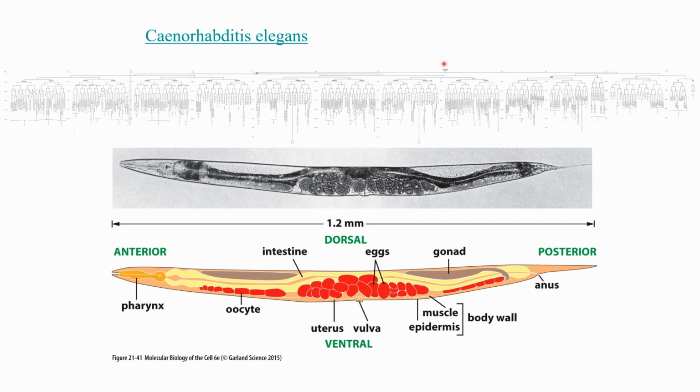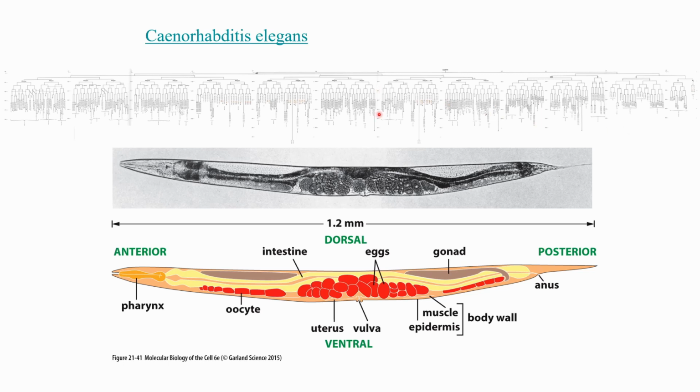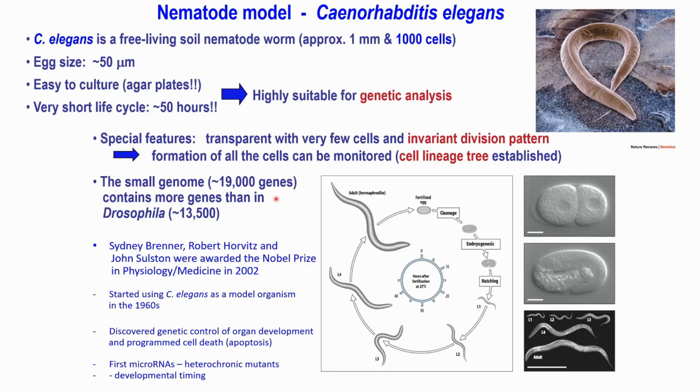And the point I want to make is that every division in this animal is known, and the cell fate at every stage of development is known and given a name. And here we have the terminal differentiated cells, and whether the cells live or die, everything is mapped out. So we have a cell lineage for this animal that is very useful to study developmental events. They have a small genome, more genes than in Drosophila. The rest you can flick through and have a look at yourself.